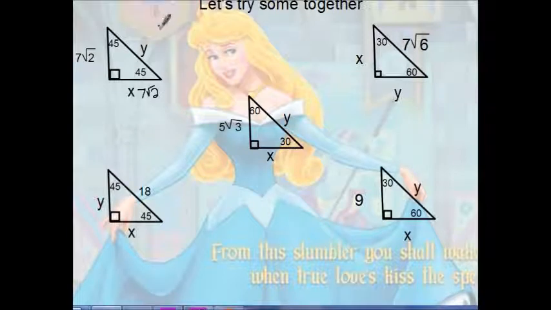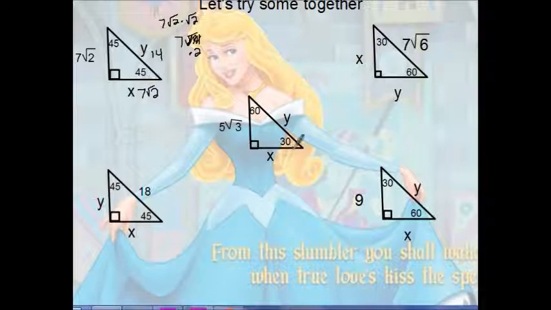Now show my work up here. 7 root 2 times root 2 is 7 root 4. The square root of 4 is a perfect 2, so I'm going to scratch it off and write down times 2. And 7 times 2 is 14.